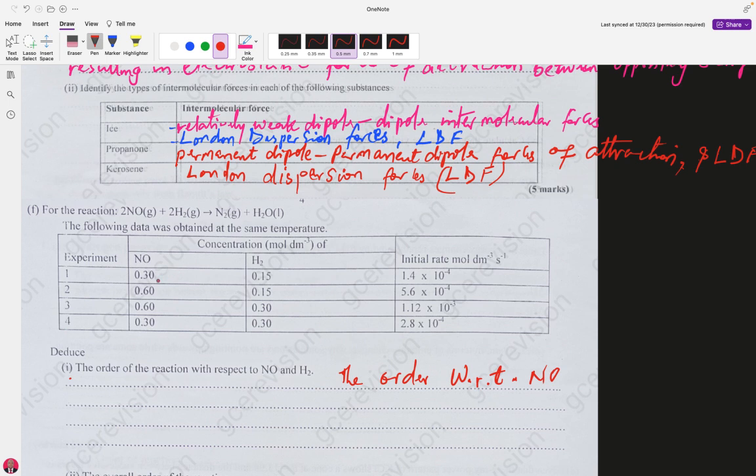We can also use the first and second experiment, while keeping 0.15 mole per dm cube constant. We can use the first and the second experiment, or we can use the third and the fourth experiment while keeping 0.30 mole per dm cube constant.